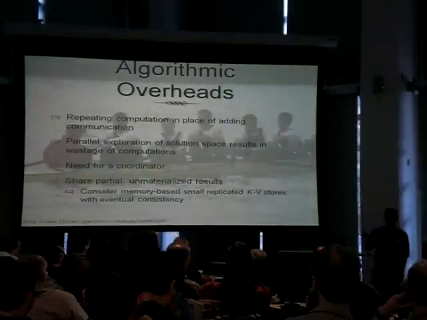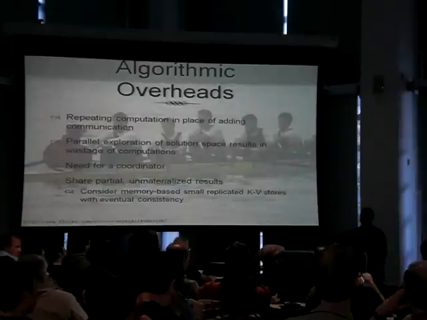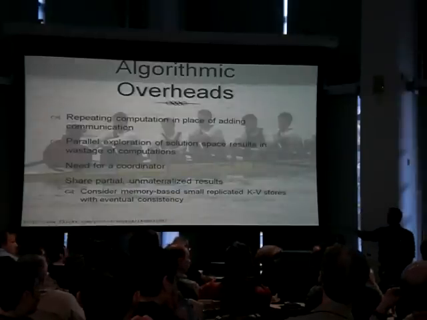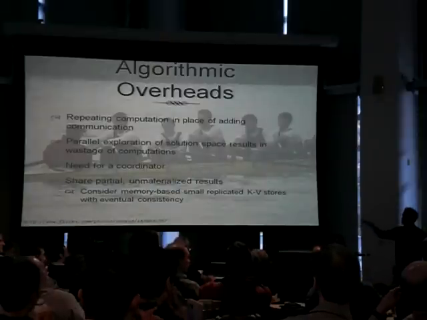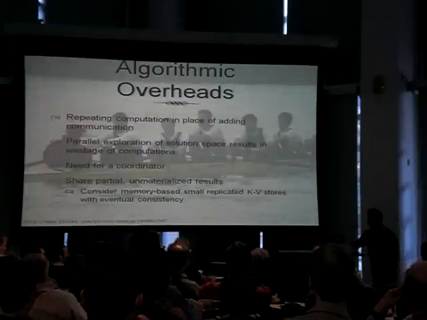So you need this centralized coordinator to share partial results. Now, if these partial results are small enough, you can share them using a small replicated key value store, so that you can just immediately make a call and see if this work has already been done before. If it has not been done, then the task takes up that work and performs it.